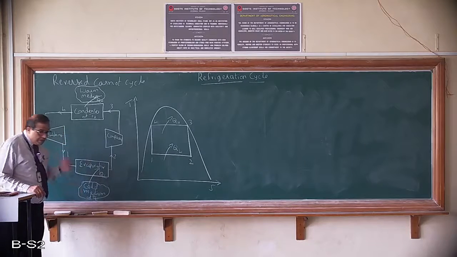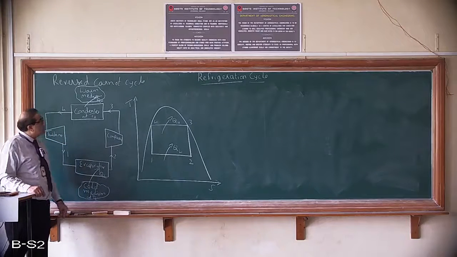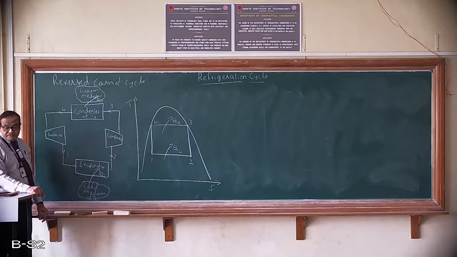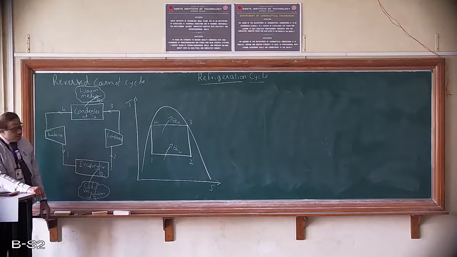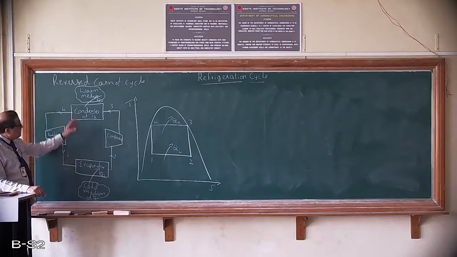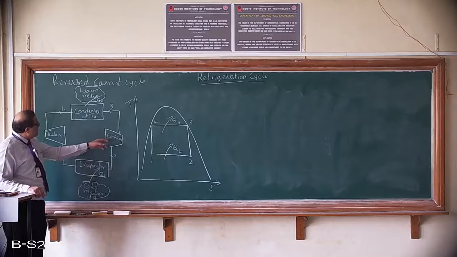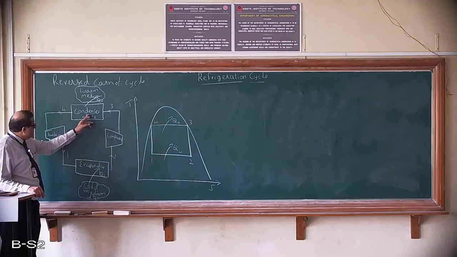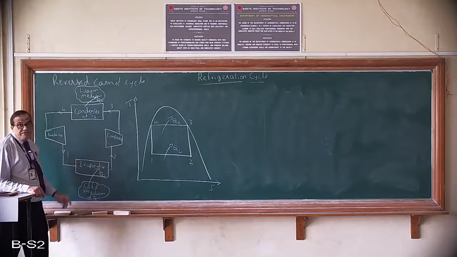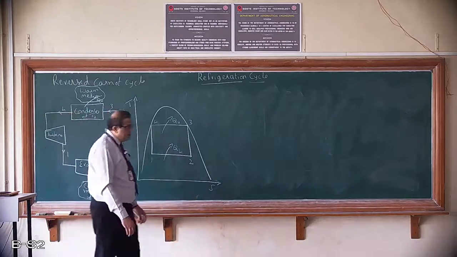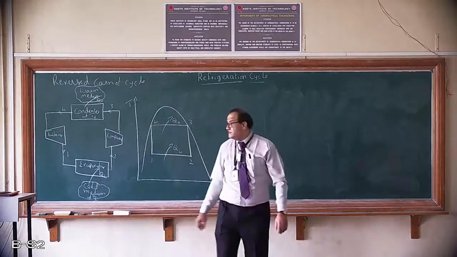Now we'll study whether a reverse Carnot cycle can be used as a refrigerator. So this is the reverse Carnot cycle. Even for the refrigerator here, instead of an expansion valve, we have a turbine to expand the refrigerant. Other things are the same: evaporator, compressor, condenser. The working principle is that instead of the expansion valve, we have a turbine, and that's the replacement in this case.